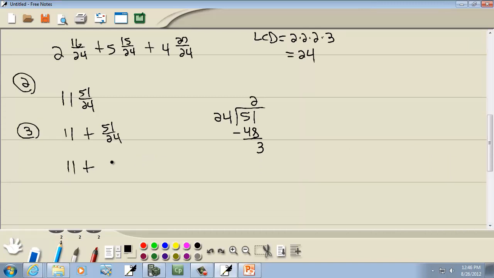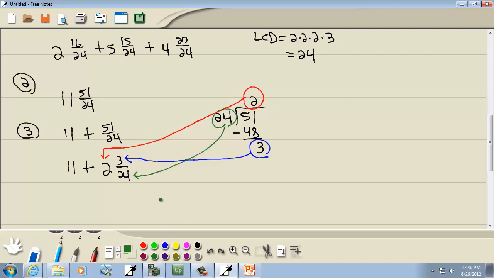11 plus, and this would be, remember the number that goes up in front goes out, or the number on top goes out in front. The remainder is what goes right here, and then 24 goes here. Let me draw lines connecting those. Okay, so 2's out in front. The remainder is what goes up here. And our denominator basically stays the same, but whatever number's right there goes down here. Well, 11 plus 2 gives us 13. So we got 13 and 3 24ths.